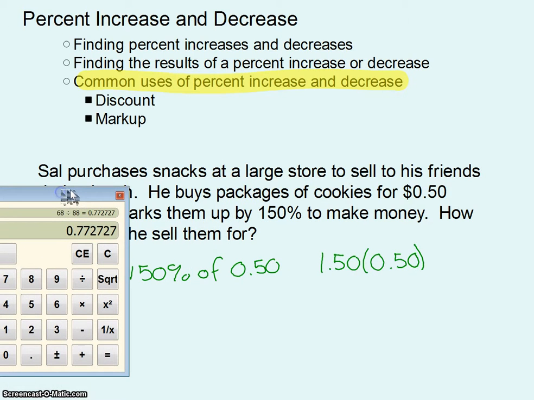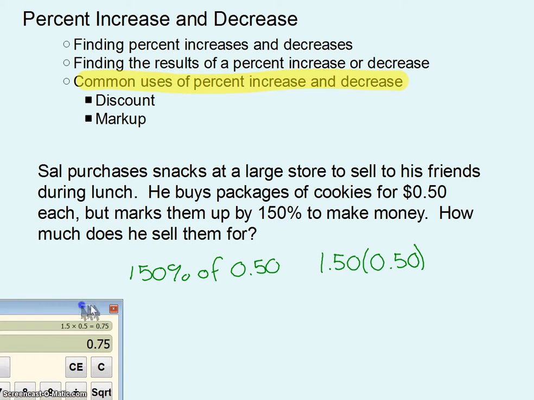Let's get that calculation done. 1.5 times 0.5, 75 cents. So he's marking them up by 75 cents. How much does he sell them for? Apparently 50 cents plus 75 cents, so $1.25. He's doing all right for himself.